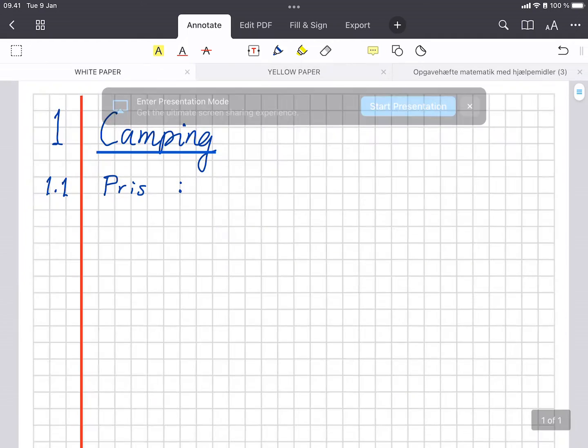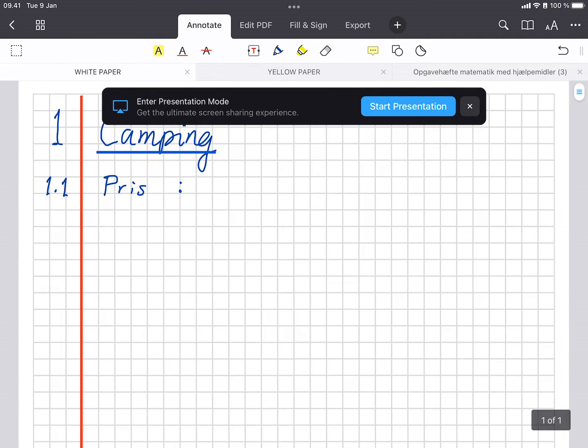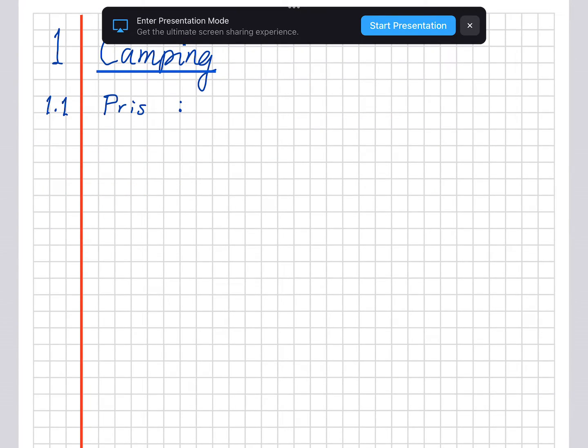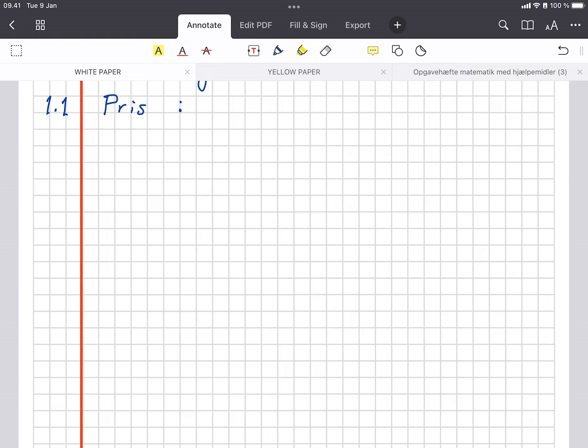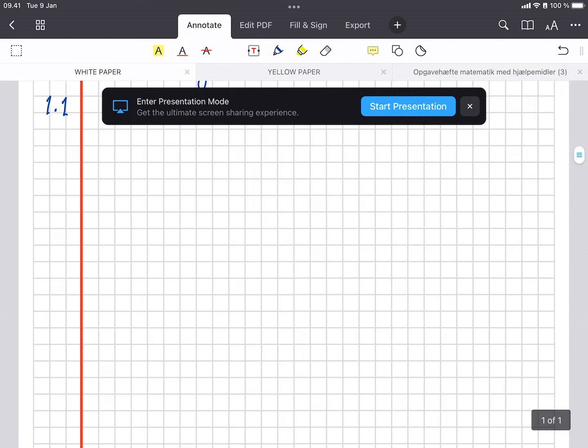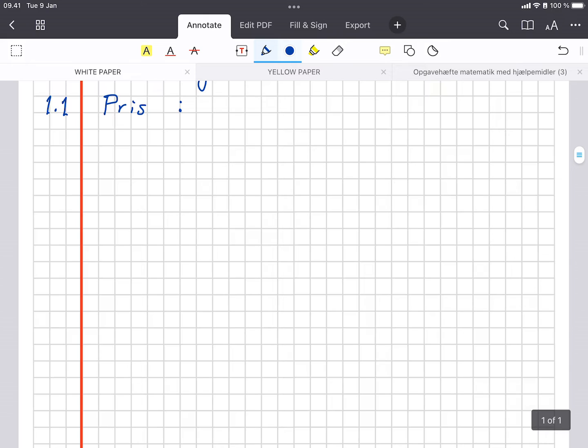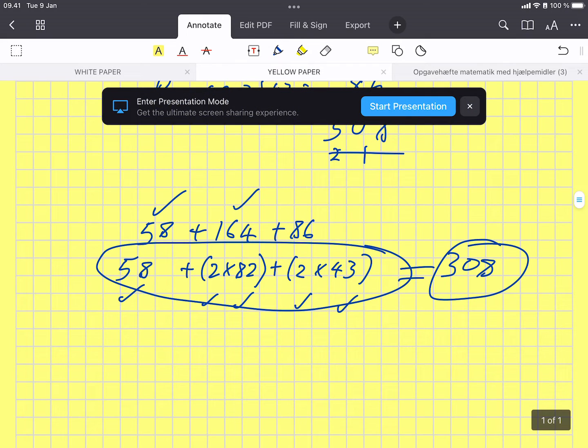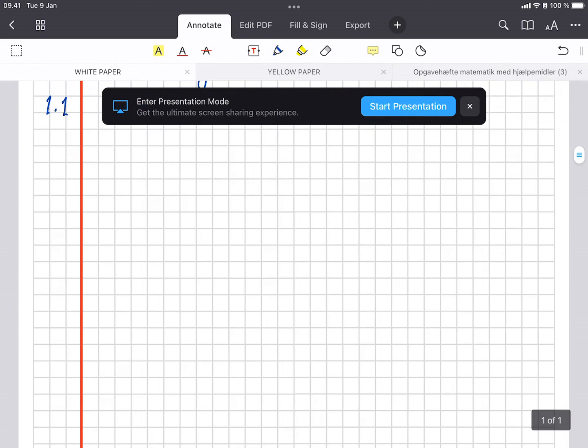So back to my white paper. This is going to be annoying with this popping up all the time. And get rid of that. Press on the pen. So it was 58 plus 2 times, what was it? 82 plus 2 times 43.